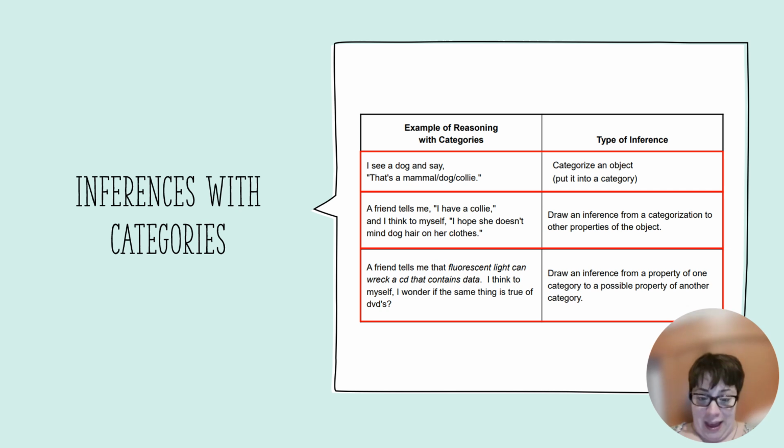So if a friend tells me I have a collie, and I think to myself, I hope she doesn't mind dog hair on all of her clothes, right? You're making an inference based on the dog's membership to the category collie that she's going to have specific properties, such as shedding a lot of hair. And similarly, if a friend tells me that fluorescent light can wreck a compact disc, such that it no longer holds any data on it, I might wonder to myself, does the same thing happen to DVDs, right? So in this case, we're drawing an inference from a property of one category and trying to infer a possible property of another related category.